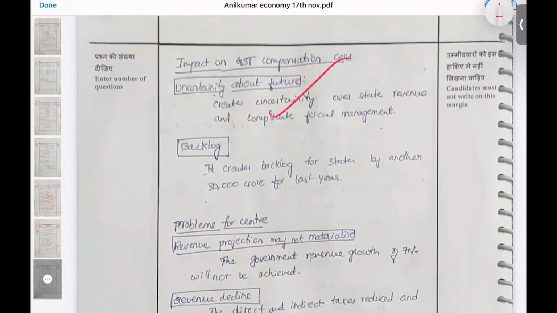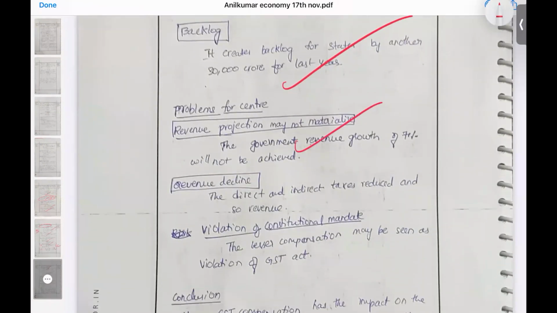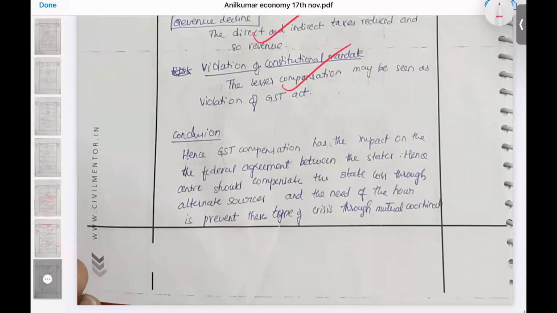Yeah, uncertainty about future backlogs for states. Okay, this is good. Revenue projection may not materialize. Revenue decline. Violation of constitutional mandate.